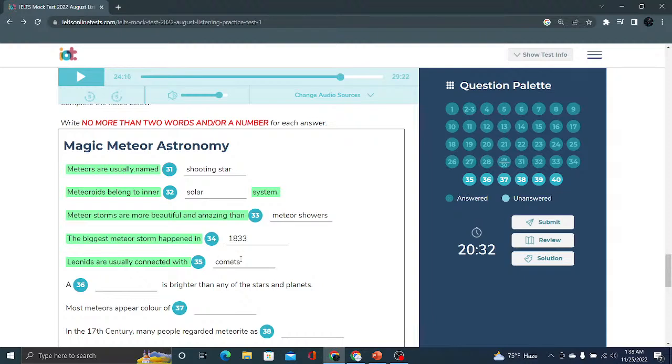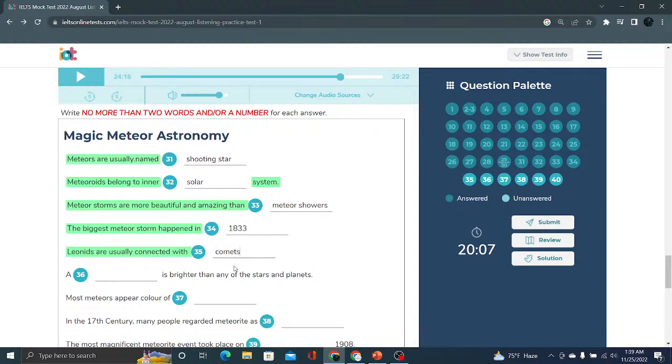Okay, the answer would be comets. As he was saying, they are somehow related to comets. So related to and connected with are synonyms of each other. He was saying related to comets, and that's why the answer would be comets. Okay.